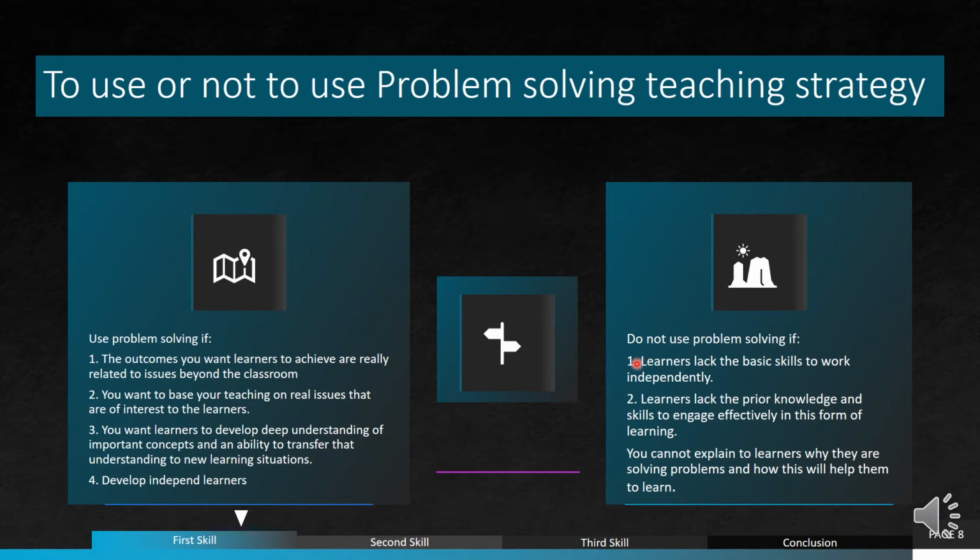If the learner lacks the basic skills to work independently, if the learner lacks the prior knowledge and skills to engage effectively in this form of learning, and if you cannot explain to the learners why they're solving problems and how this will help them learn.